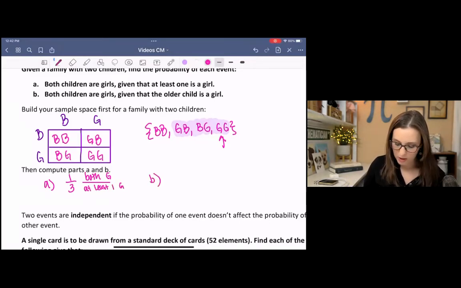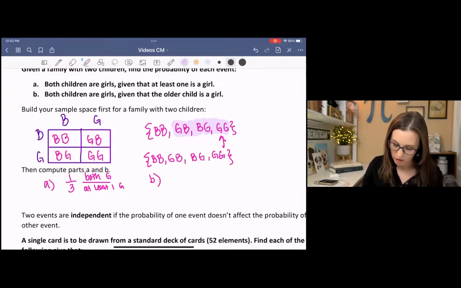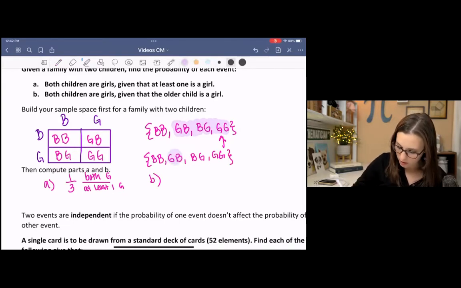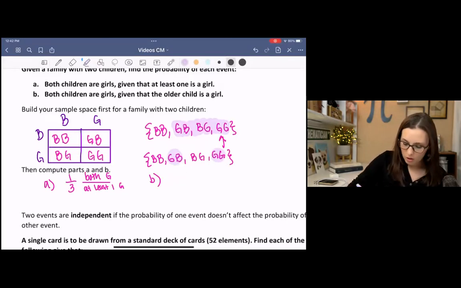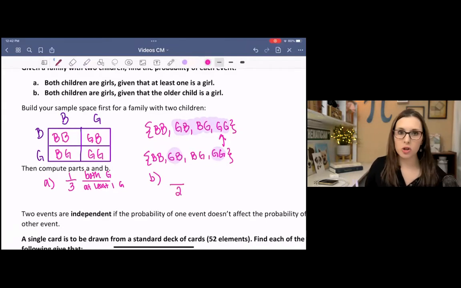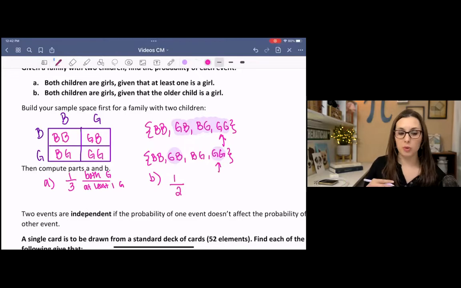And then in part B, it says both children are girls, given that the older child is a girl. So now my sample space is going to change a little bit. I'm going to rewrite this. Given that, that's going to be my new denominator. The older child is a girl. This one, this one. The G written first means that's the older child. So now my denominator is 2. I only have two options to choose from. And I'm finding the probability that both are girls. Only one of those options represents both girls. And that's it. That's all you do for that one.